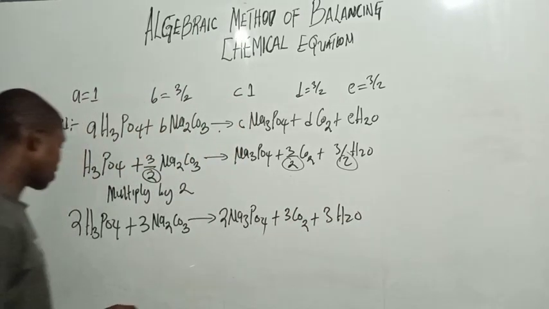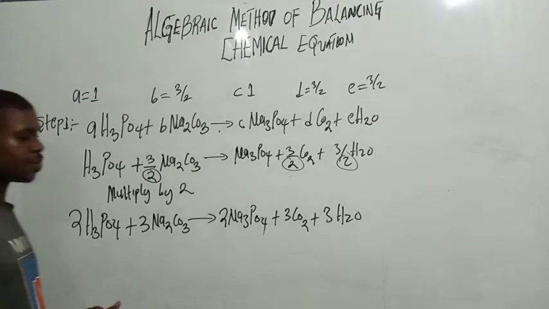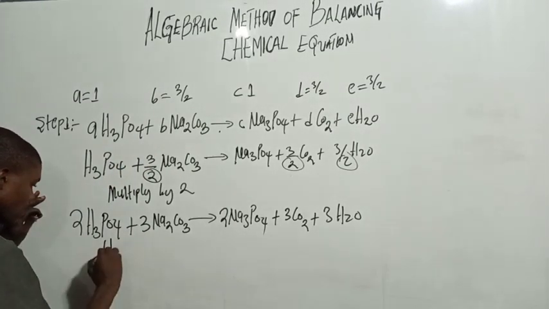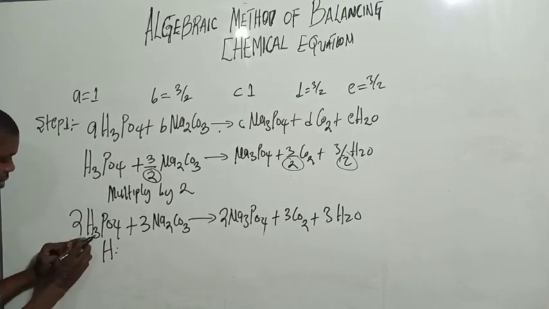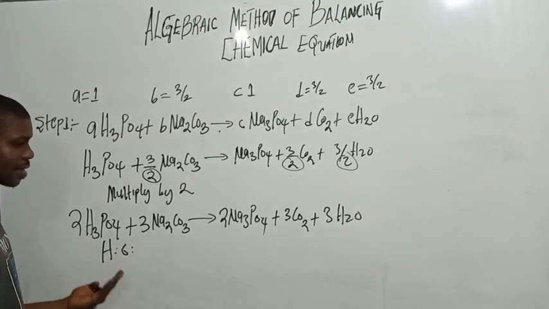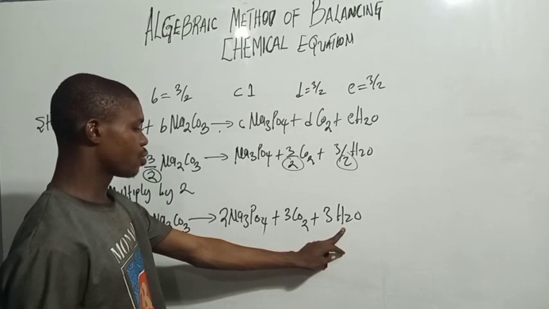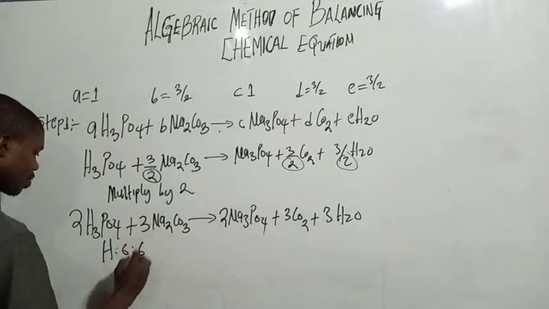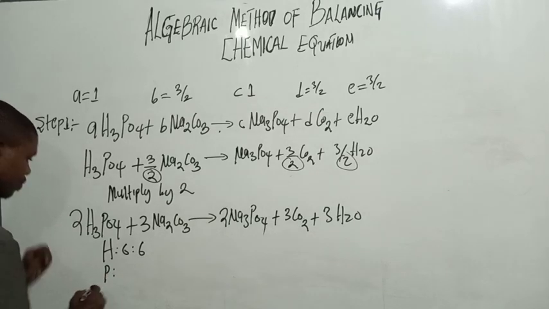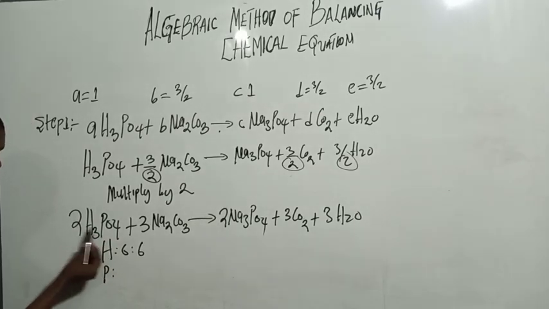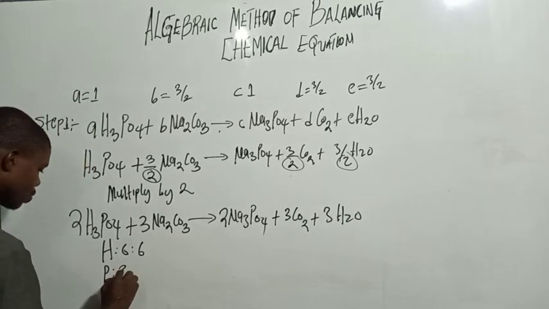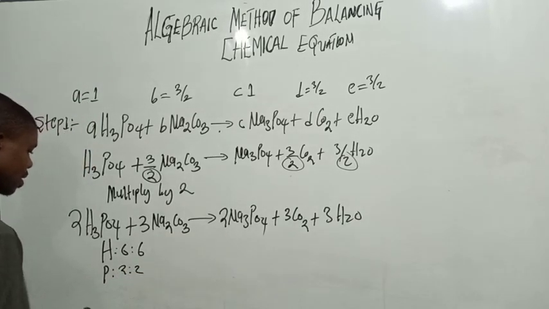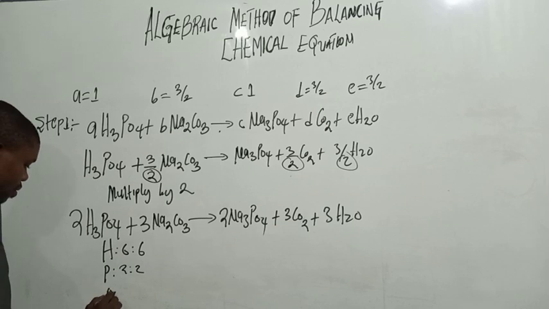3H2O. So now let's confirm if our equation is balanced. For hydrogen, how many hydrogen do we have here? 2 times 3, which is 6 on the reactant side. How many hydrogen here? 2 times 3, which is 6. So hydrogen is balanced. Phosphorus: how many phosphorus do you have here? 2. So it's correct.